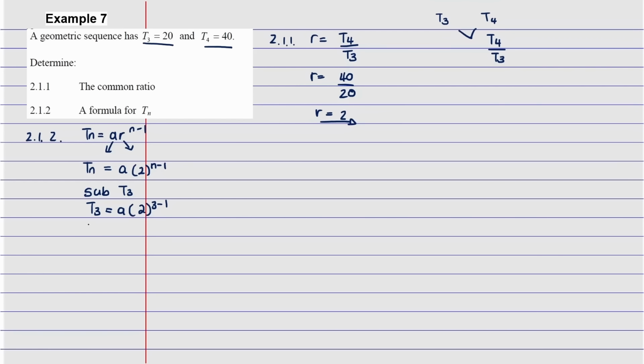So we know that T3 is 20, so it's going to be 20 is equal to 2A, then 2 to the power 2, right? Divide by 2 to the power 2, so it's going to be 20 divided by 2 squared is equal to A. So when we say 20 divided by 2 all squared, that's going to give us 5. So A is basically equal to 5, right? So now we can conclude that Tn is equal to 5 multiplied by 2 to the power n minus 1. And that's how you would find Tn.